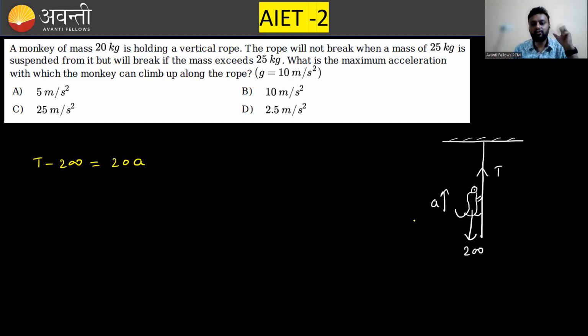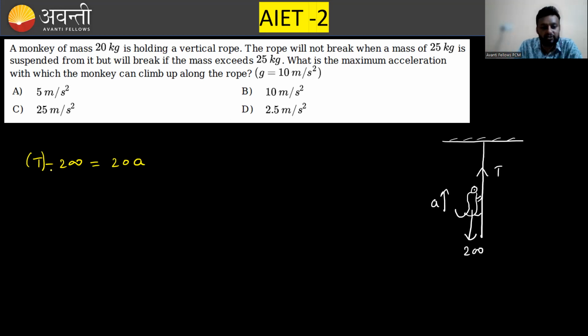Net force is equal to mass into acceleration. Net force is what? T is upward, 200 is downward, mass is 20, acceleration is A. Now this T is what? Maximum tension, because we need to calculate the maximum acceleration. So for maximum acceleration, tension should be maximum, because after this acceleration, the rope will break.